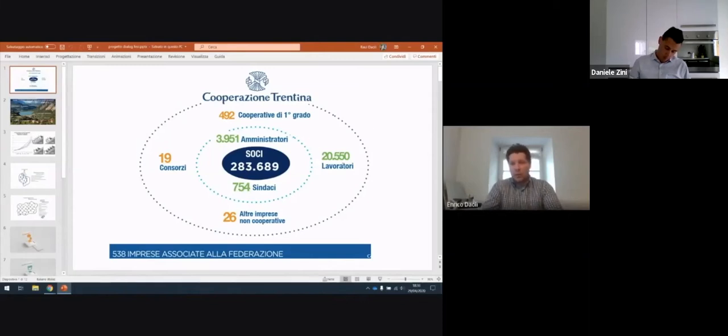The Trentino territory is characterized by a broad number of cooperatives. These cooperatives hire more than 20,000 workers, and the associates to these are more than 280,000. Such figure is rather high, taking in consideration that the total population of Trentino accounts for 500,000 people. That means that more than 1 in 2 is a stakeholder in a cooperative.